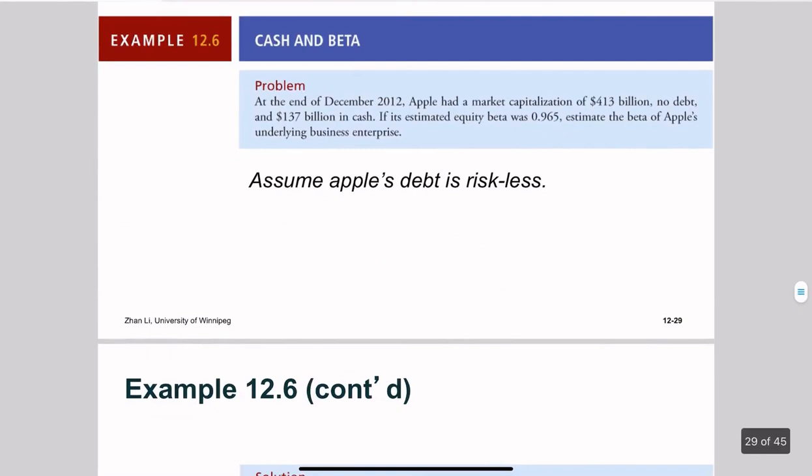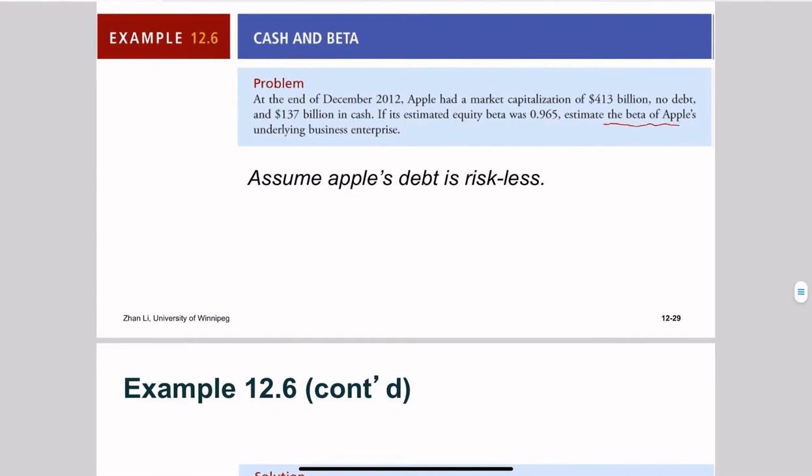Okay, let's see this example here. At the end of December 2012, Apple had a market cap of $413 billion. It has no debt and $137 billion in cash. If we estimate the equity beta was 0.965, estimate the beta of Apple's underlying business enterprise. The wording here is kind of weird, right? So this one asks about the beta of the business.